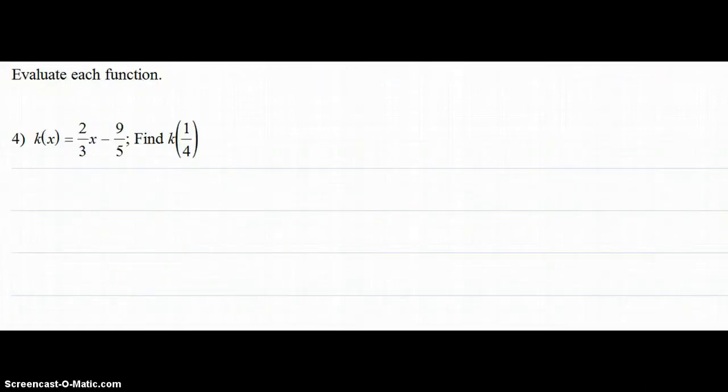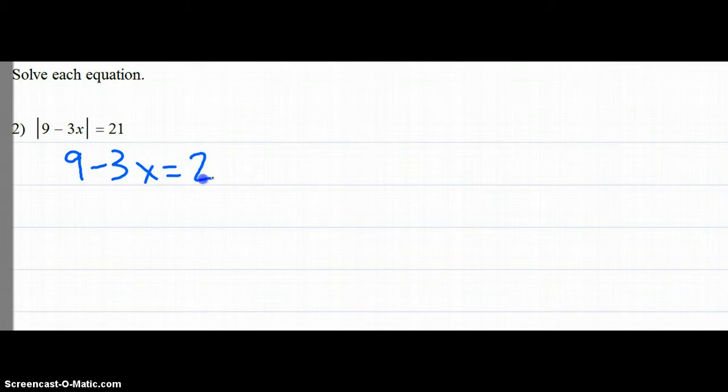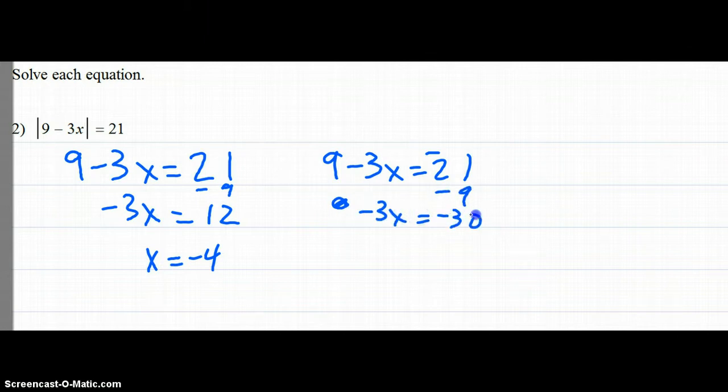The next problem that we want to talk about is absolute value if we have more than one operation. So again, we want to set the inside equal to 21 and the inside equal to a negative 21. So negative 3x equals, looks like 12, so x would equal a negative 4. Subtract 9, negative 3x. Subtract 9, we get a negative 30, or x equals a positive 10.